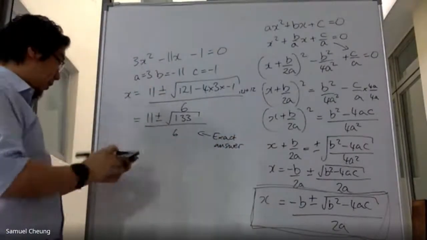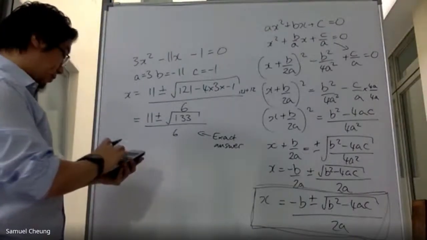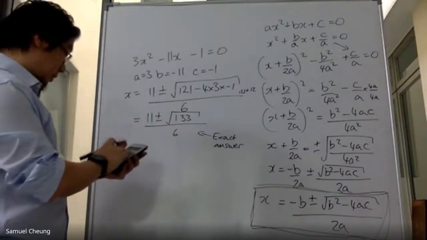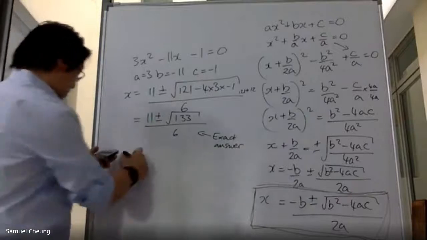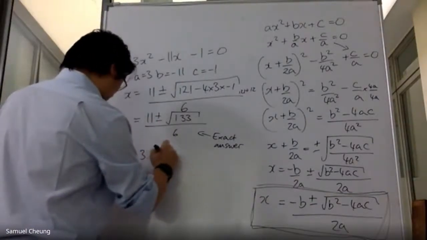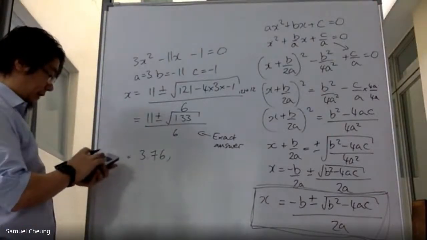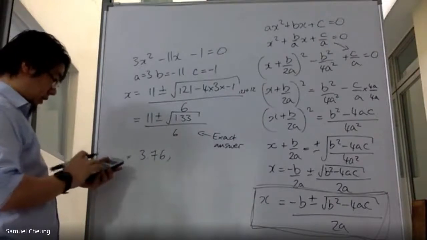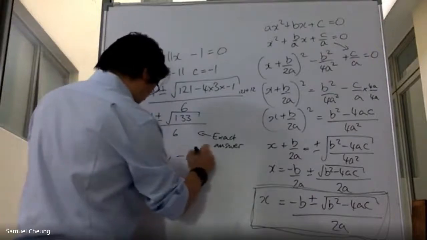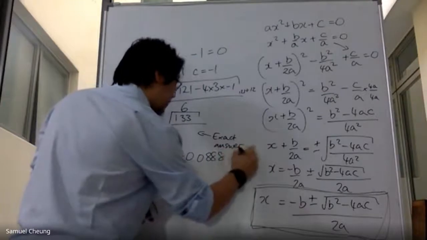Okay, and so let's work this out. 11 plus root 133 divided by 6. So this first one is 3.76. So it goes 3.755, and then I'm going to minus it. So this gives me minus 0.0888. This is 3 significant figures.